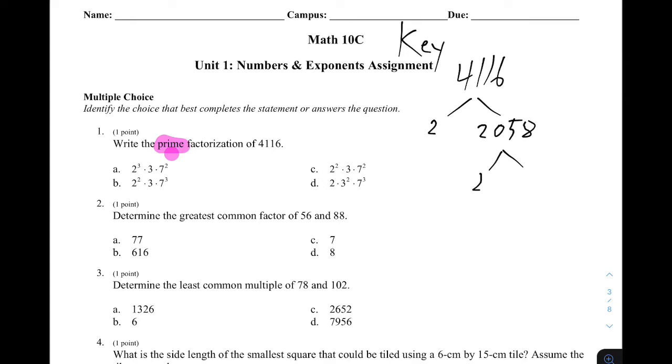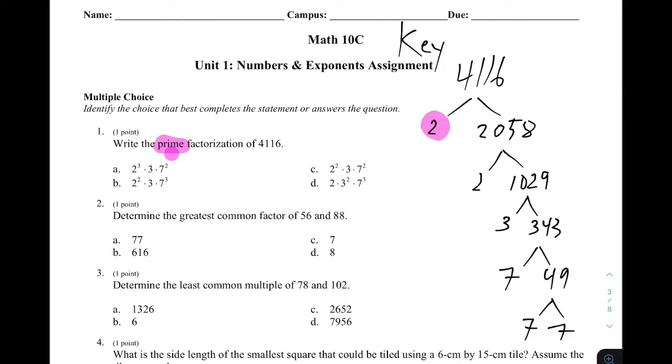It's even again. I can divide by 2, get 1029. That's not even, but I can divide by 3, get 343. And 343 I can divide by not 3, not 5, but 7. So by 7 should get me 49. And 7 and 7. So I have my prime factors here, 2, 2.